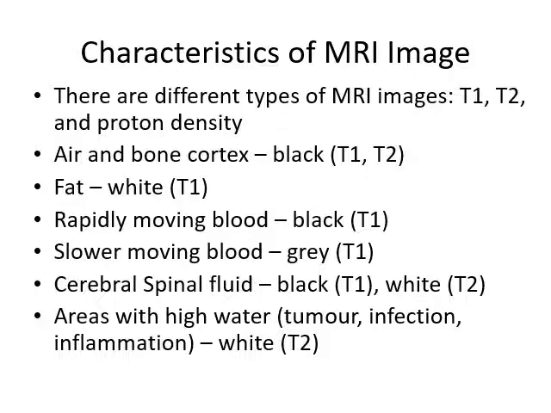So air and bone cortex. Now this is important because the bone cortex is black no matter what type of MRI you get, in a T1 or a T2. It comes up as black, and that's what gives those bones the look that they've been outlined in black magic marker, right?